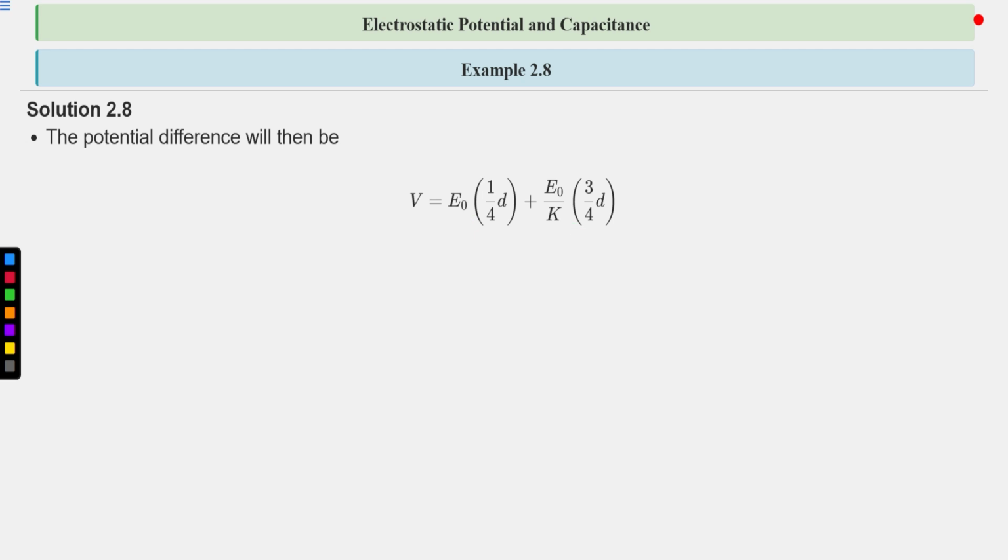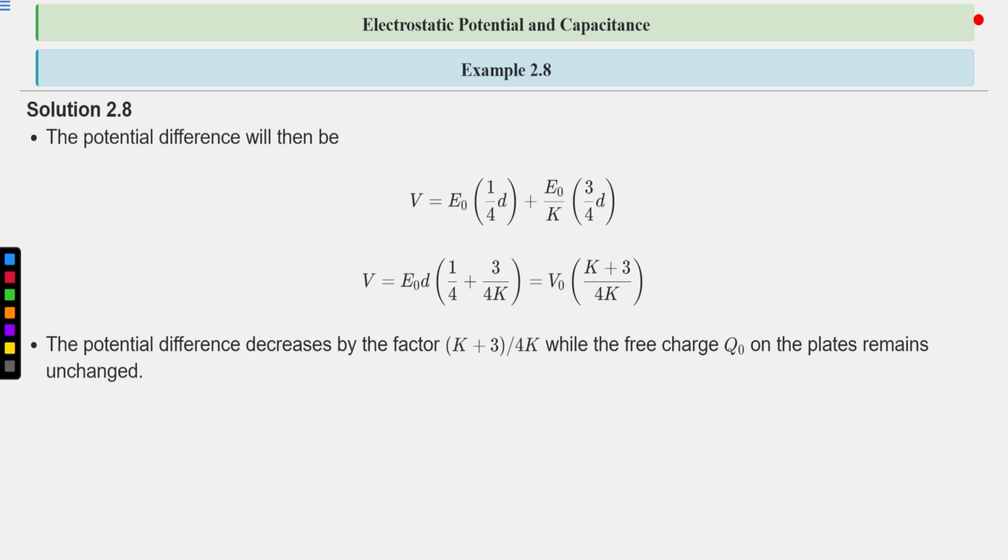Now, take E naught D as common: 1/4 plus 3/4K. So after solving, V naught times (K plus 3) upon 4K. So this is the potential difference now between the plates of the capacitor. So the potential difference decreases by the factor (K plus 3) upon 4K.